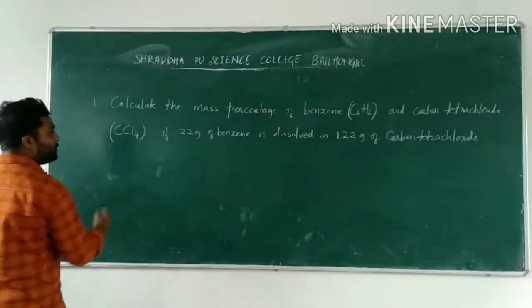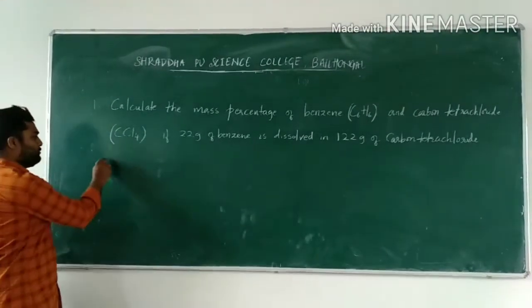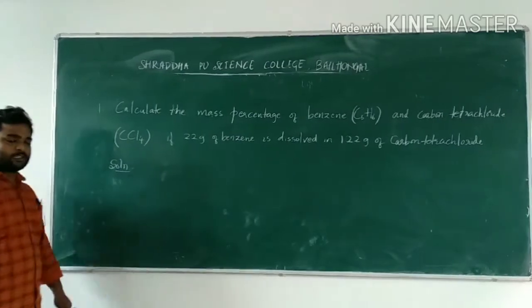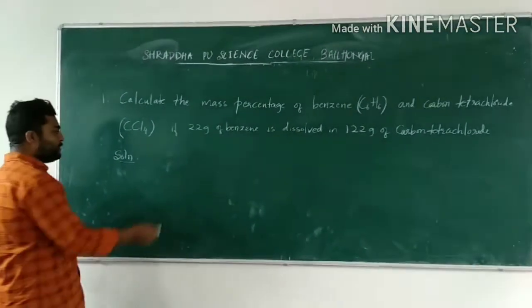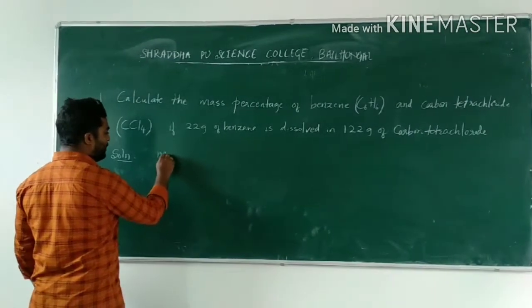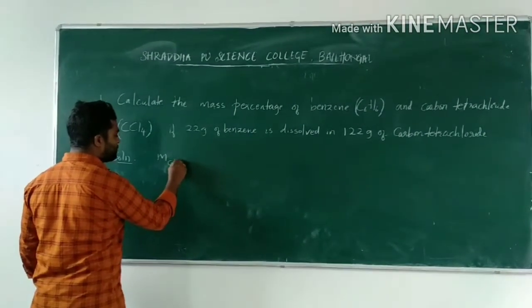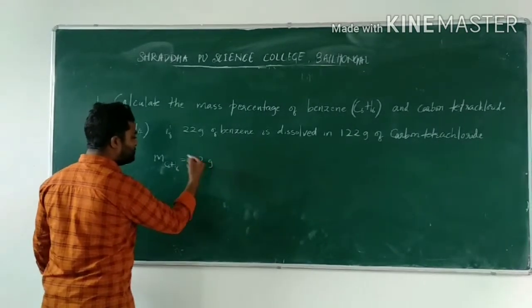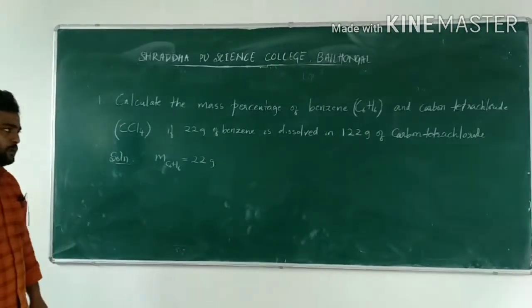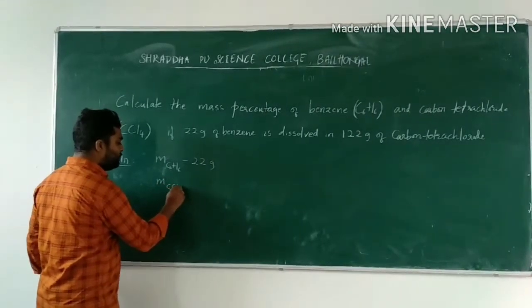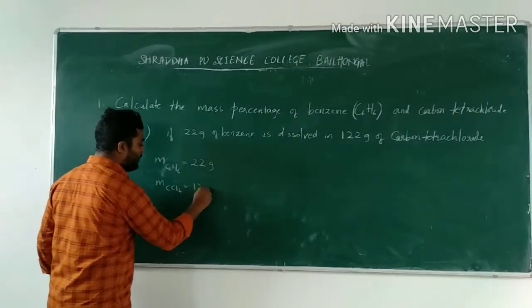So you have to solve this numerical. Since we'll solve this numerical, first I'll write out my solution. So first I'll write mass of C6H6. Mass of C6H6 is equal to 22 grams. Then mass of CCl4 is equal to 122 grams.